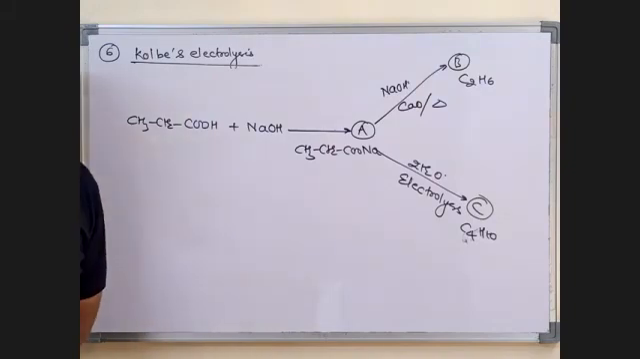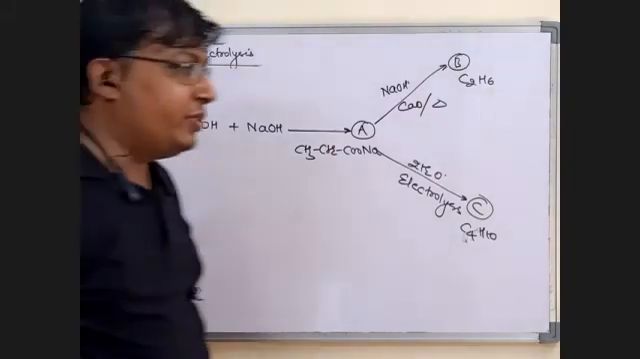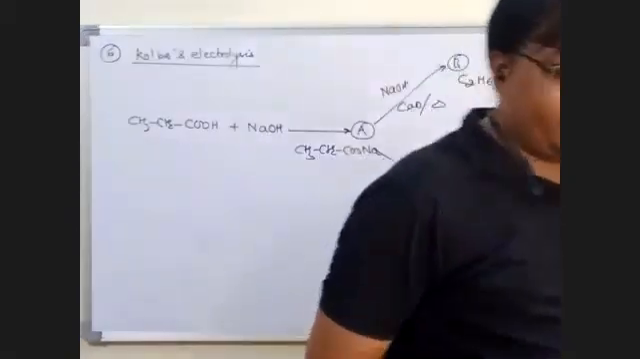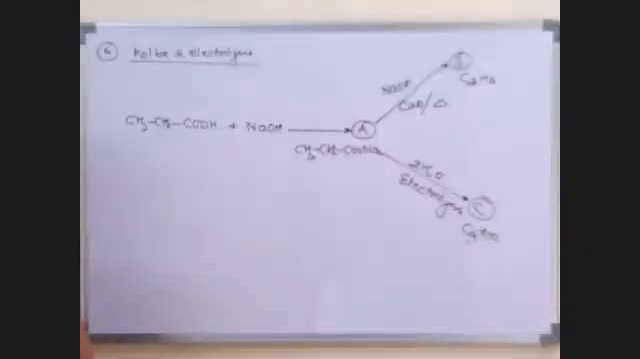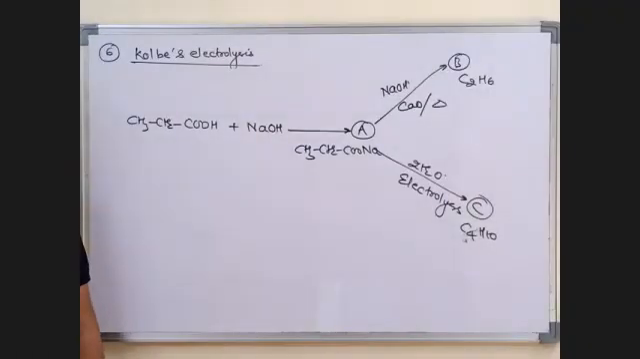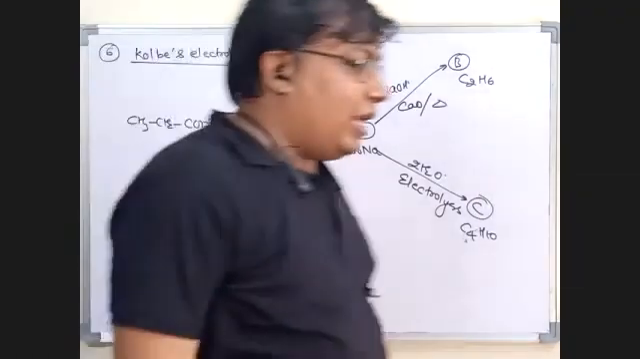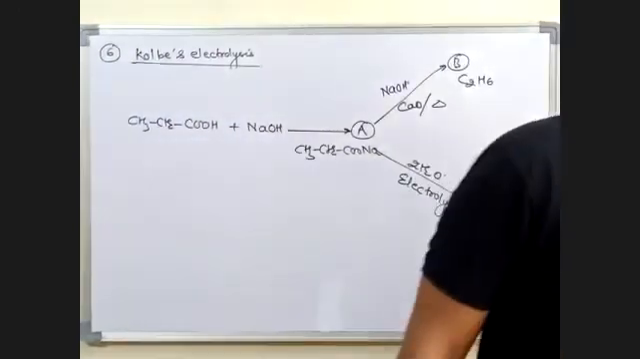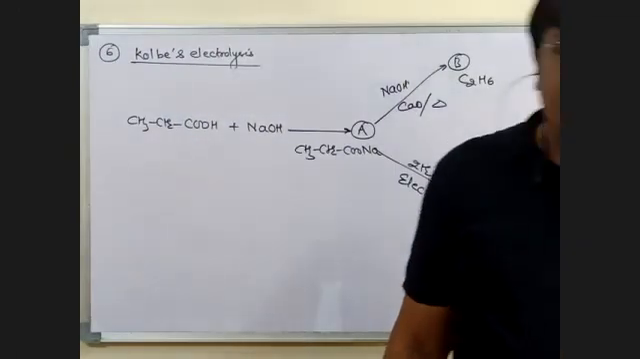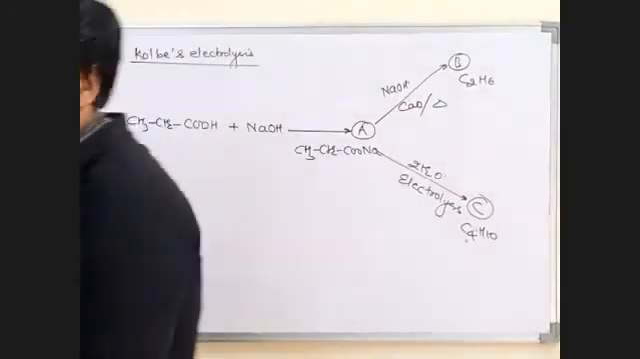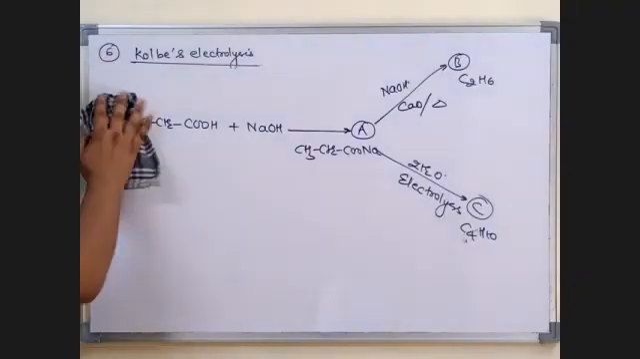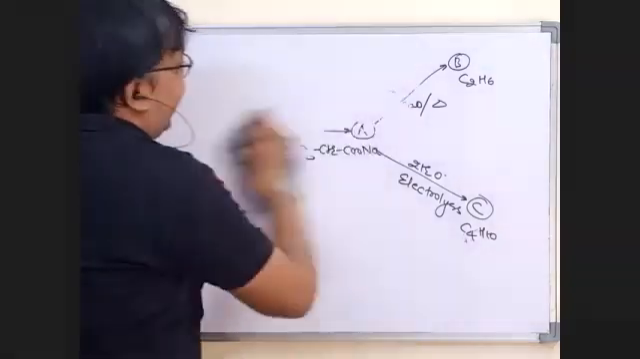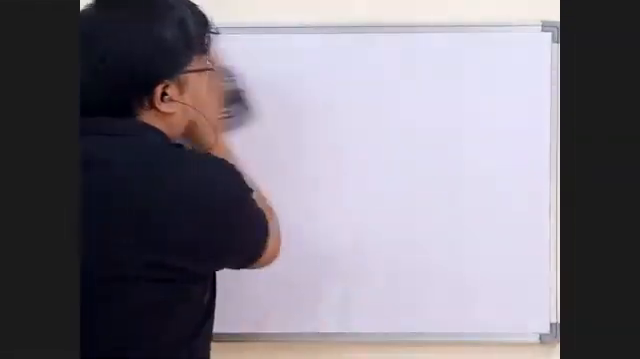Second limitation, we can form only symmetrical alkane by this reaction. Only symmetrical alkane can be formed by this reaction. Now, reaction number 7 for formation of alkane.